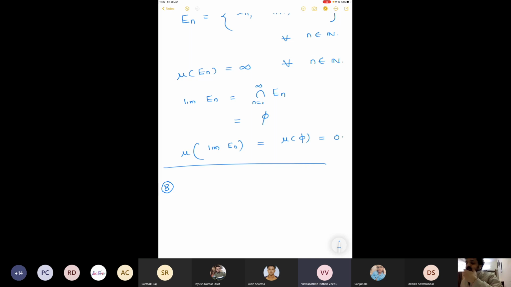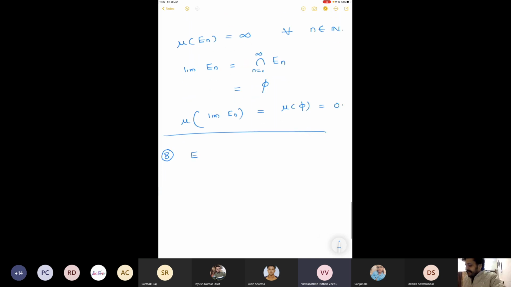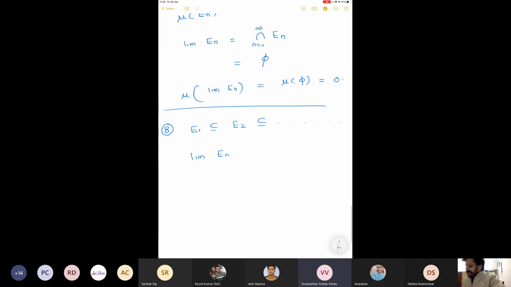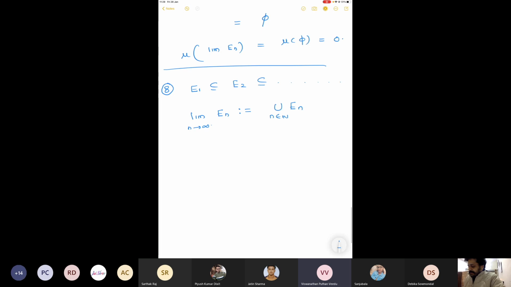Maybe I will repeat the proof once again. You have an increasing sequence E1 contained in E2 contained in so on. This is an increasing sequence. By definition, in this case, limit of En is defined to be union En. And what do I have to prove? To prove that limit n tending to infinity mu of En is equal to mu of limit En. But limit En by definition is union En.